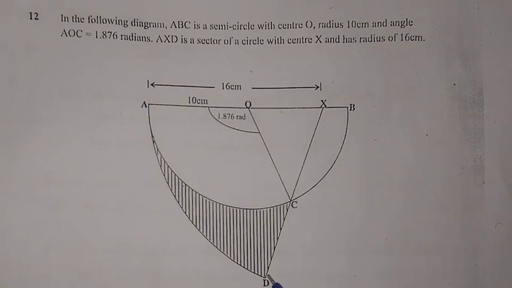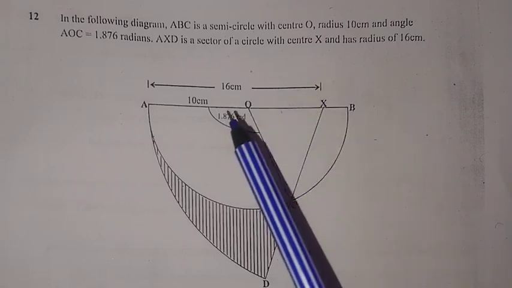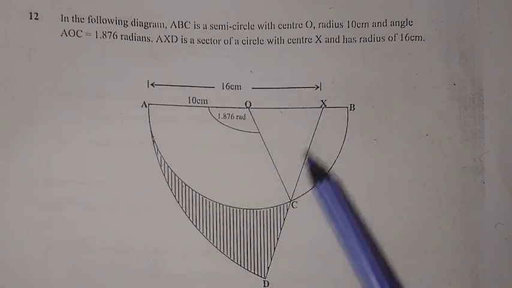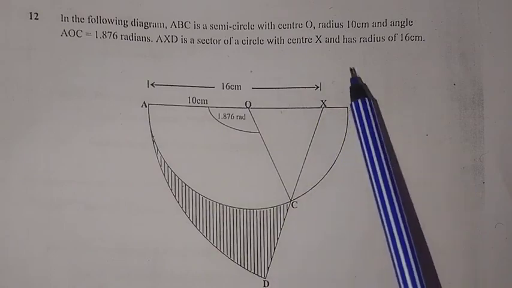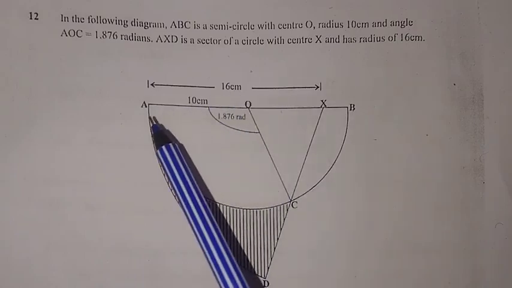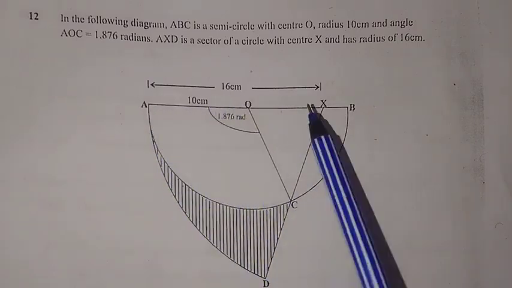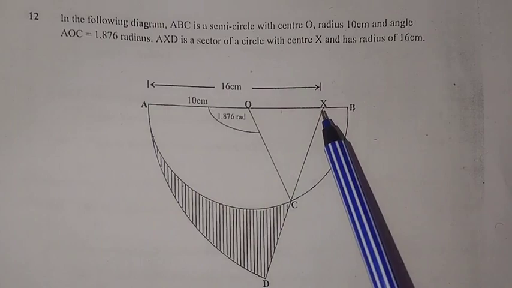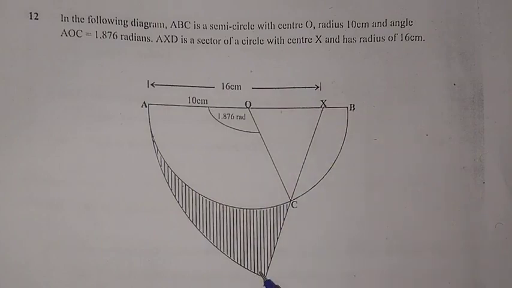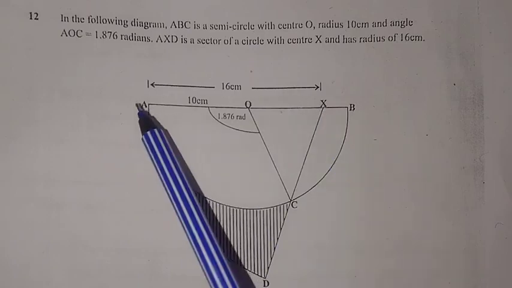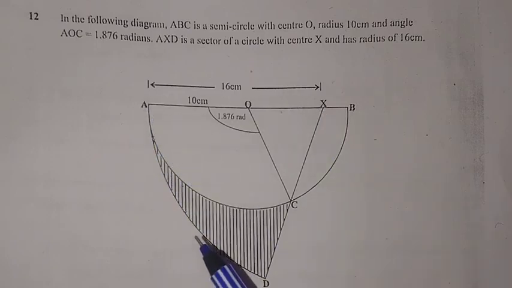AXD. So this part also is a sector, okay, with the center X. So the center of this sector AXD is X right here, and it has the radius of 16 centimeters. So the radius from here to here, 16. Again from here to here, 16. That's the radius. Okay, so let's look at our question.